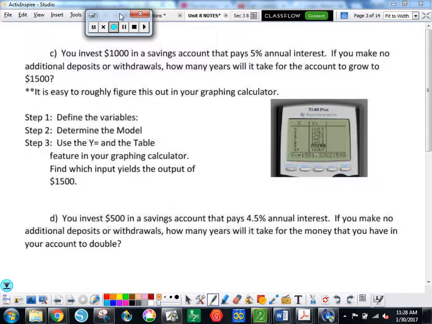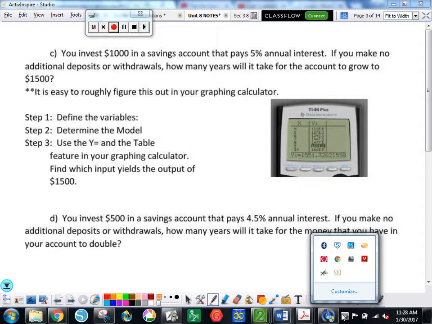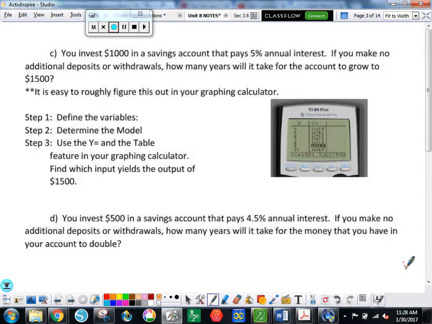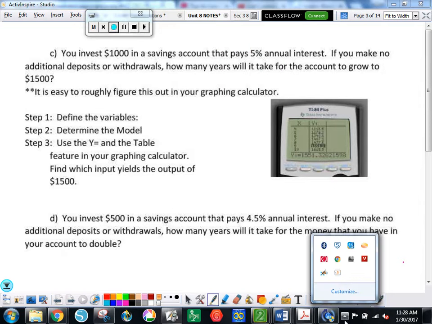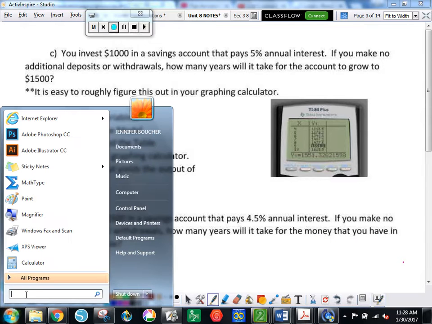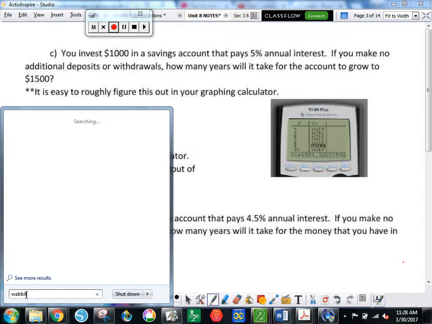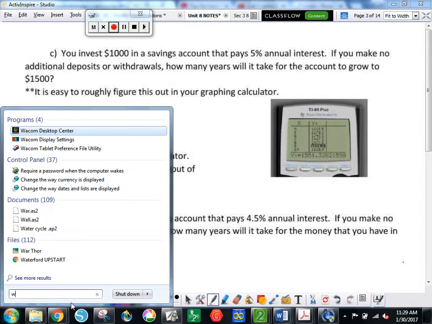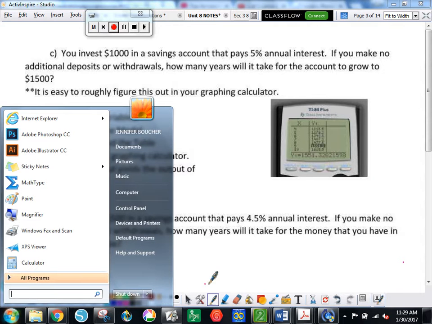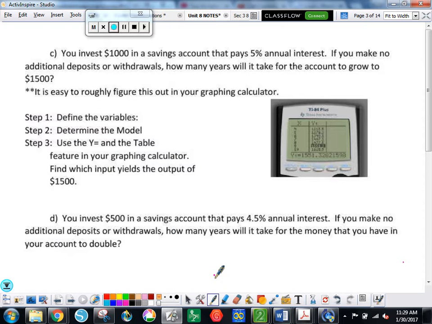Let's find mine. I don't know where my graphing calculator went. So here's what you do. I guess I can't really do it with you.